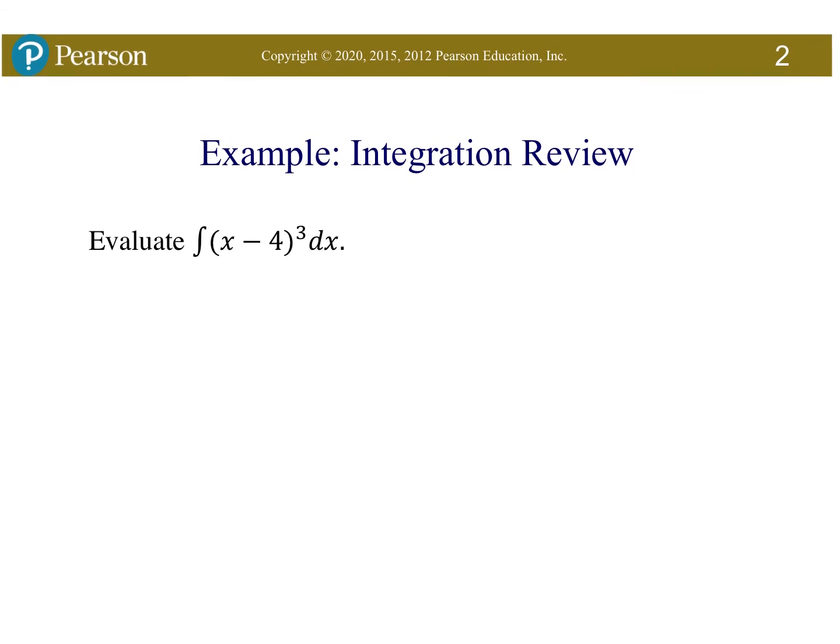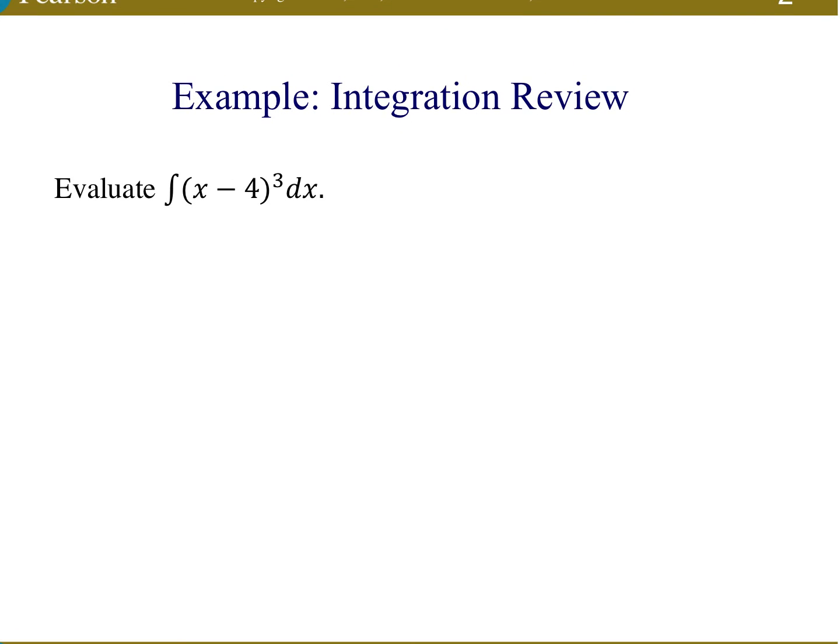All right, so here's an example. Last chapter, the best way, or really the only way that you had to integrate this correctly is to use superfoil. So you would have taken your integral, and you would have taken x minus 4, and you would have multiplied it out 3 times, and then proceeded to the process of superfoil all those terms together.